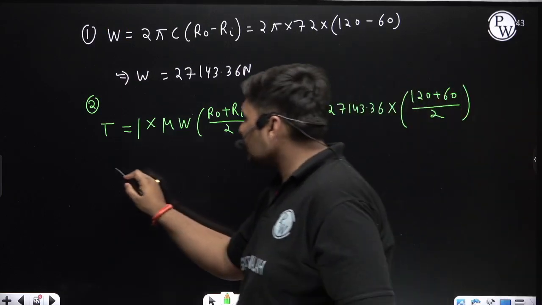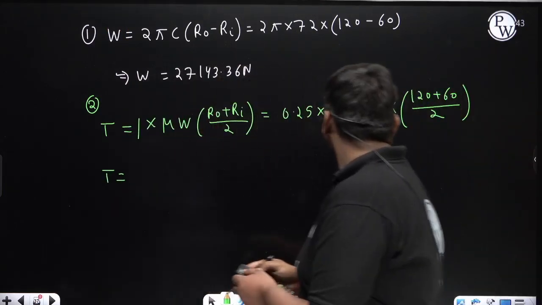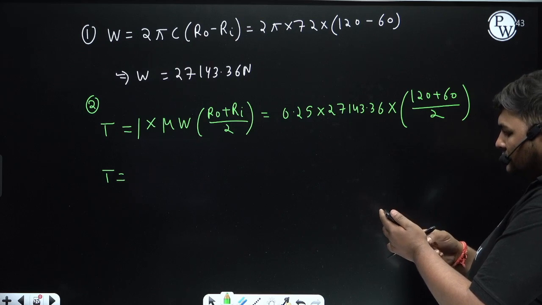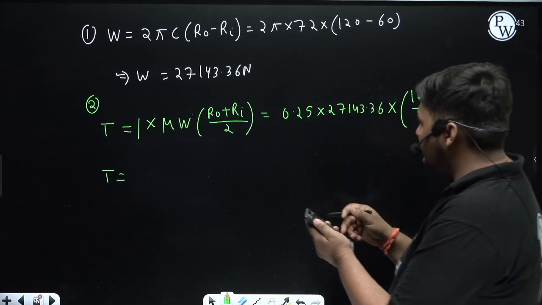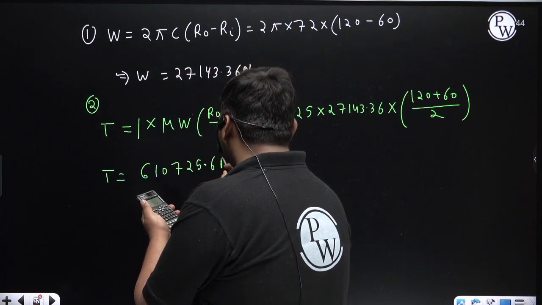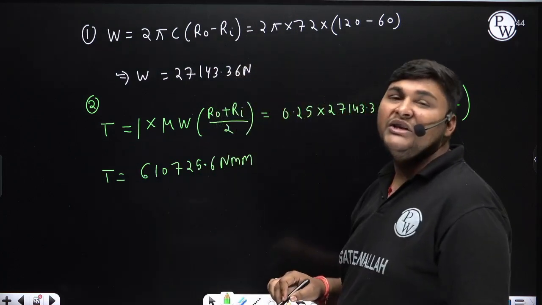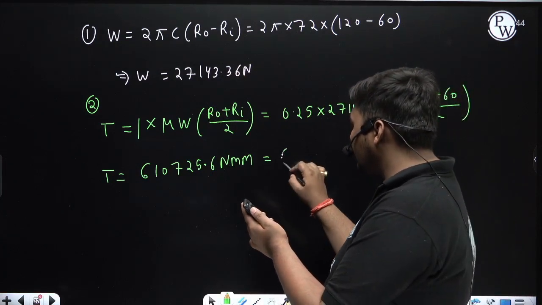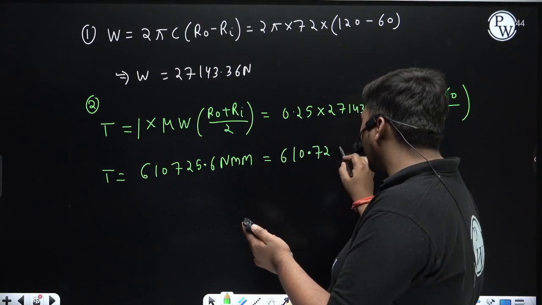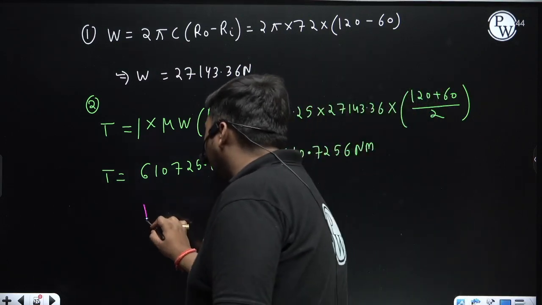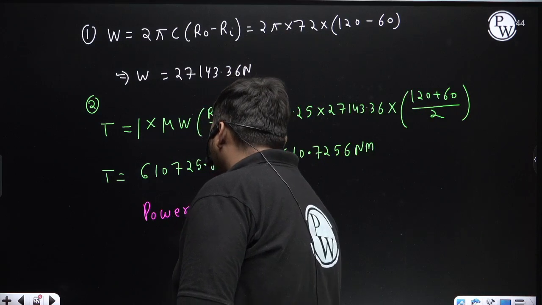So from this expression we can calculate torque, and torque is coming 120 plus 60 divided by 2 into 27143.36 into 0.25. You can check the calculation, it is coming 610725.6 Newton mm. If we convert this into Newton meter, we divide by 1000, and it is coming 610.7256 Newton meter. Now our objective is to calculate the power transmitting capacity of the clutch, and the formula to calculate power is omega into torque.